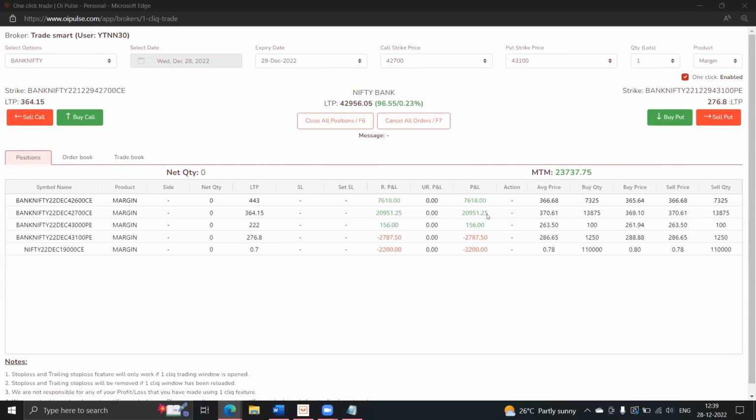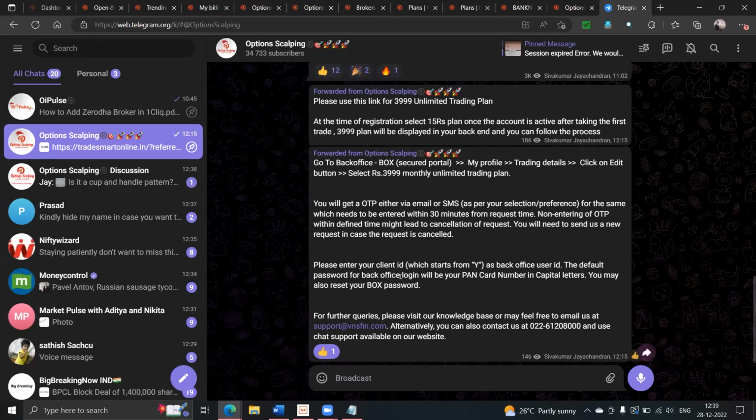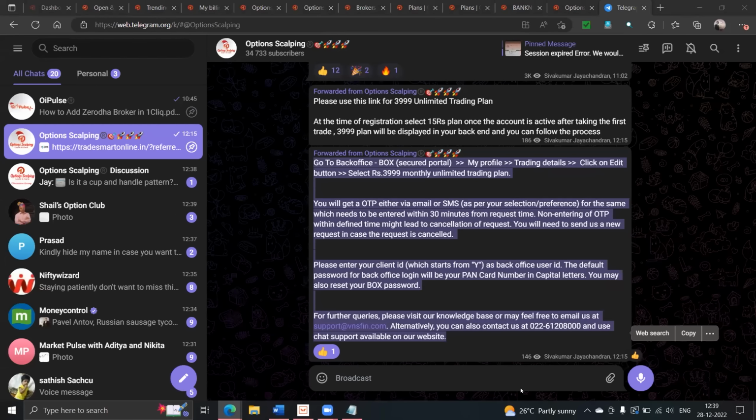How to activate 3999 in TradeSmart? Sendil, I've shown you in that, look at this. You just go into our Telegram channel. You just need to do this. Once you have used our link to open the account, only for our referral, you will be able to get this. So go to the back office, go to the profile, go to the trading details, click on the edit button, click on 3999 unlimited plan. Then you will be getting an SMS and then enable it.